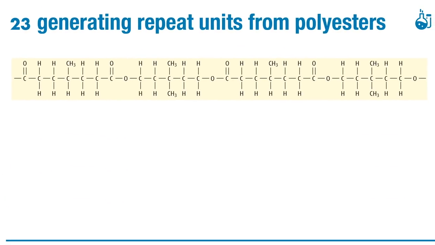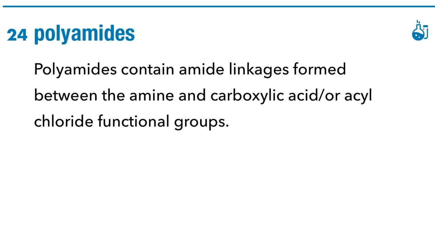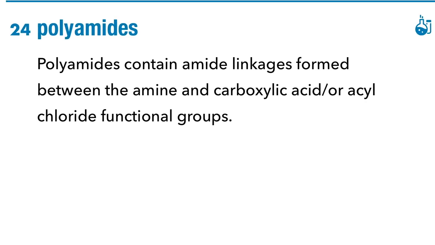So there's another example you can try at home. Easy stuff. The last thing left is polyamides. Now, what's the difference between polyester and polyamides? The only difference is the functional group. Polyamides have the amide functional group, while polyesters have the ester. Polyesters are made by acids and alcohols. Polyamides are made by acids and amines. Or polyesters are made by acyl chlorides and alcohols, and these are made by acyl chlorides and amines. Okay?